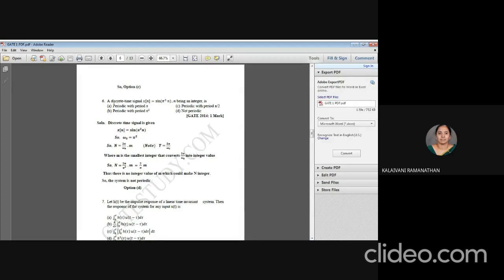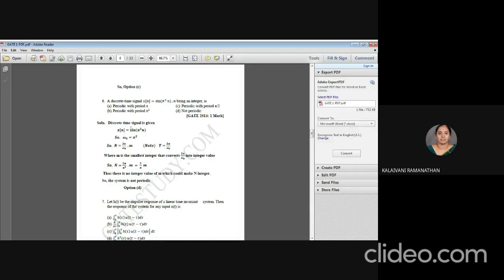Next problem. A discrete time signal x of n equivalent to sine pi square n, n being an integer. We have to check whether the given signal is periodic or not. If periodic, you have to find out the period of the signal. So the first option, second option, third, fourth, everything is there. First you have to check how to note down the periodicity. In case of periodic signals, it should satisfy the condition that x of n plus N should be equivalent to x of n, where N is the smallest possible integer.